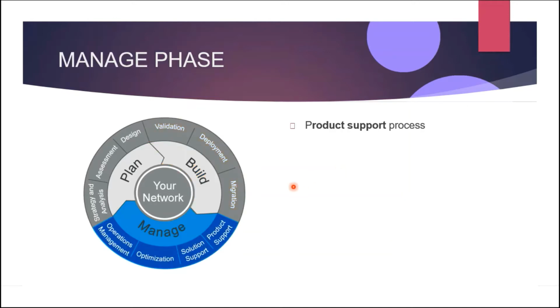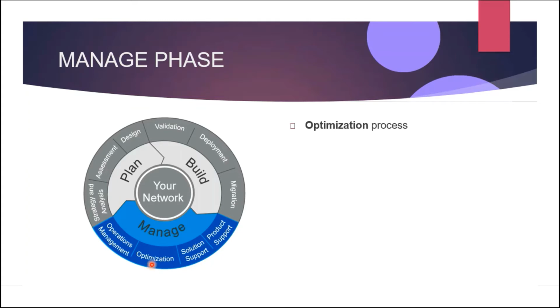Next would be the manage phase. So the product support process offers automated network equipment inventory management. Next would be the solution support process, which provides priority access to dedicated resources to manage and troubleshoot issues within the network.